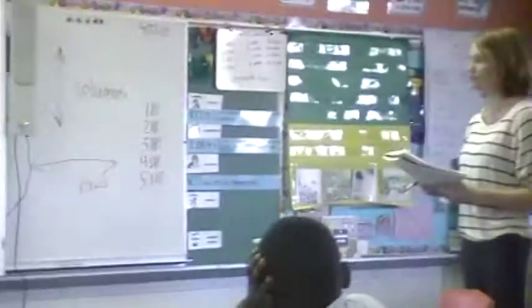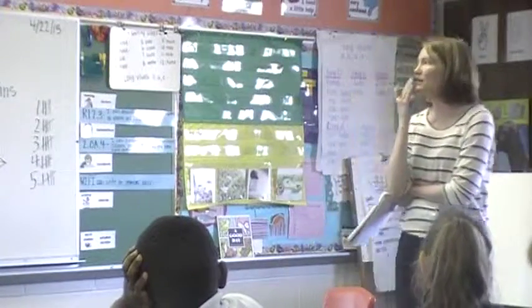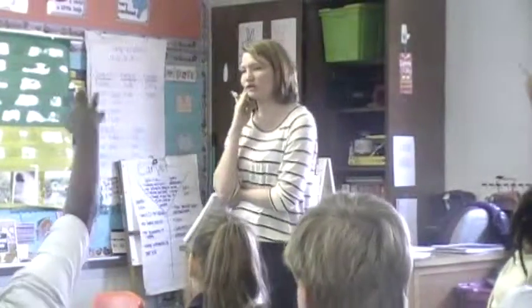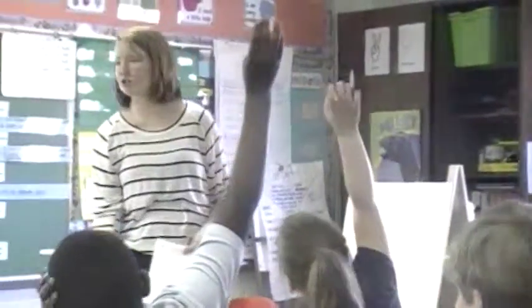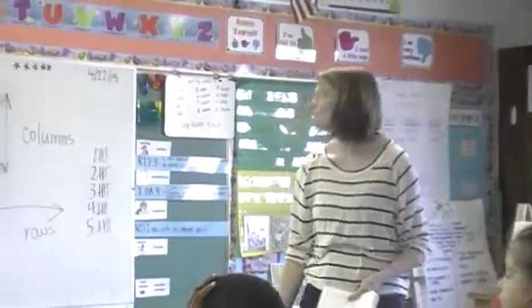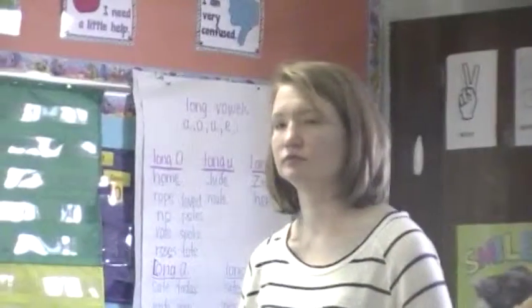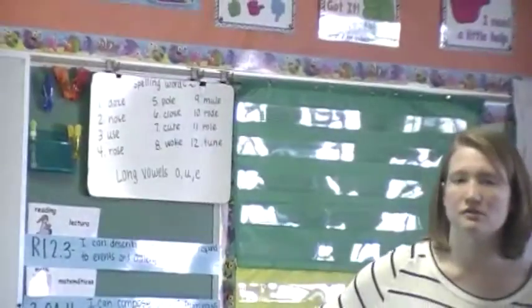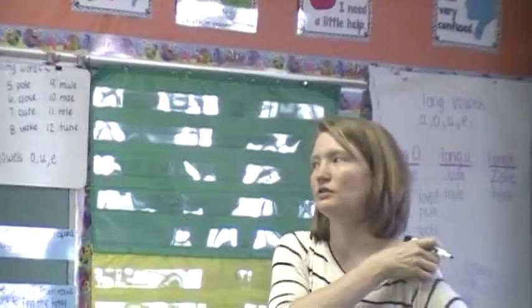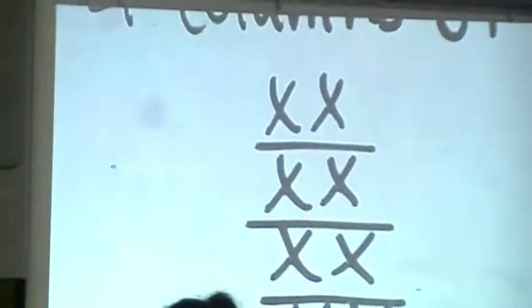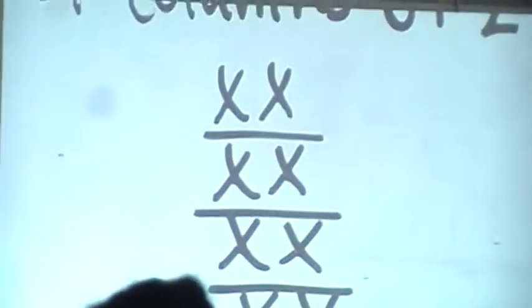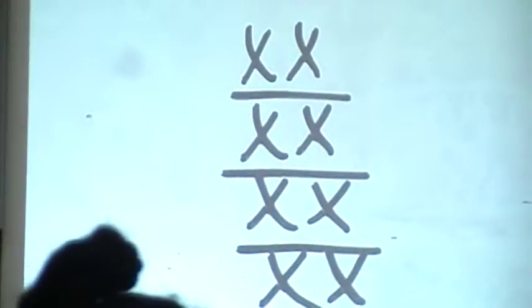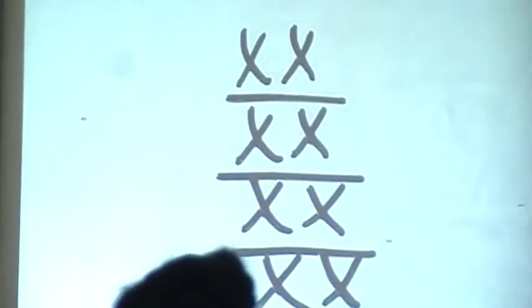All right. What did I do? How many? What did I just write? What did I just write, Avi? So how many do I have, rows or columns? Columns are up and down, and rows are side to side. Do I have rows or columns? I have rows. How many rows do I have? 4 rows of 2.